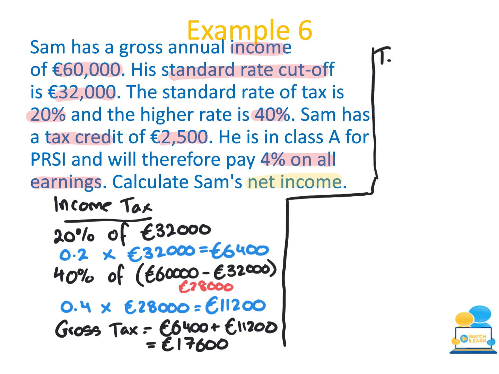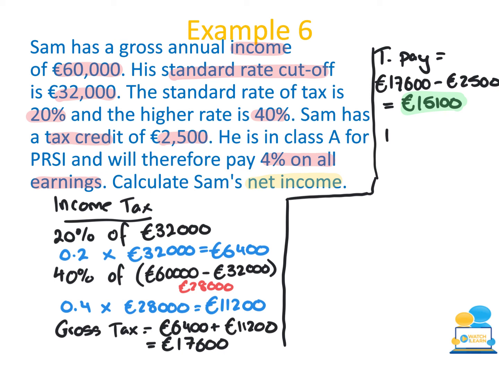So his tax payable is going to be his gross tax, which is 17,600, minus his tax credit, which is 2,500. And that gives me a tax payable of 15,100. So that's his first deduction there. That's the income tax that he has to pay on his gross income. So we'll just highlight that as important. We need to come back to that later on.